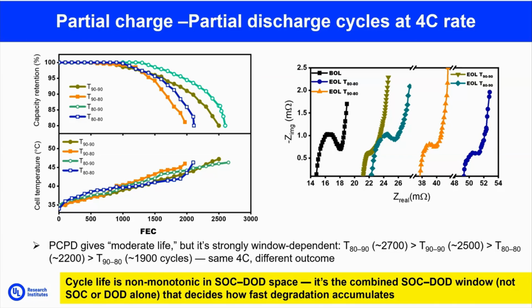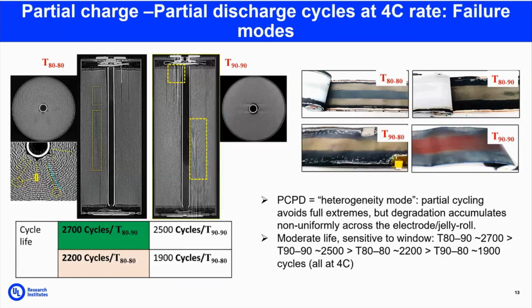But the cell temperature rise and the change behavior of the cell impedance are quite different for each test condition. So, to understand what kind of aging mechanisms happened for these four test conditions, we again did the tomography analysis.